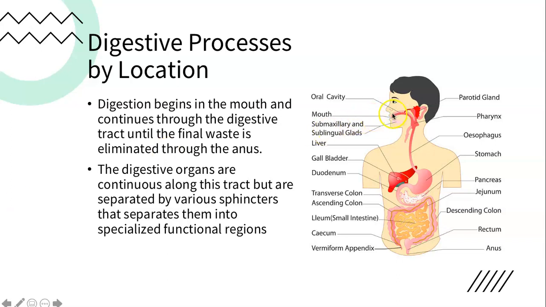Right here you can see the mouth, down the esophagus, into your stomach, where food mixes, down into the duodenum, which is the beginning of your small intestine, through the small intestine, into the large intestine, out the anus. The digestive organs are continuous along that tract, but they are separated by various sphincters, and those sphincters allow them to be separated into specialized functional regions where different functions happen in different areas.